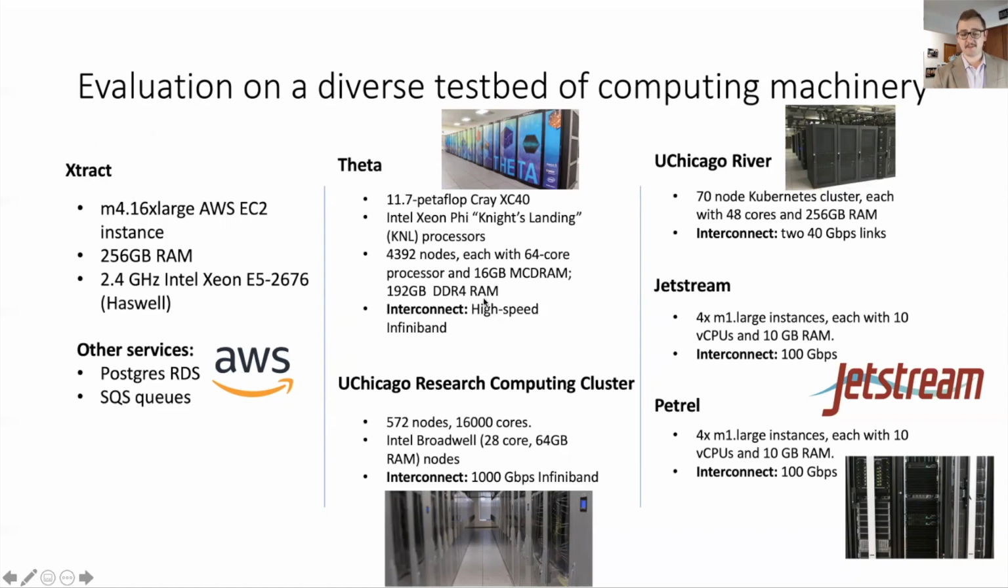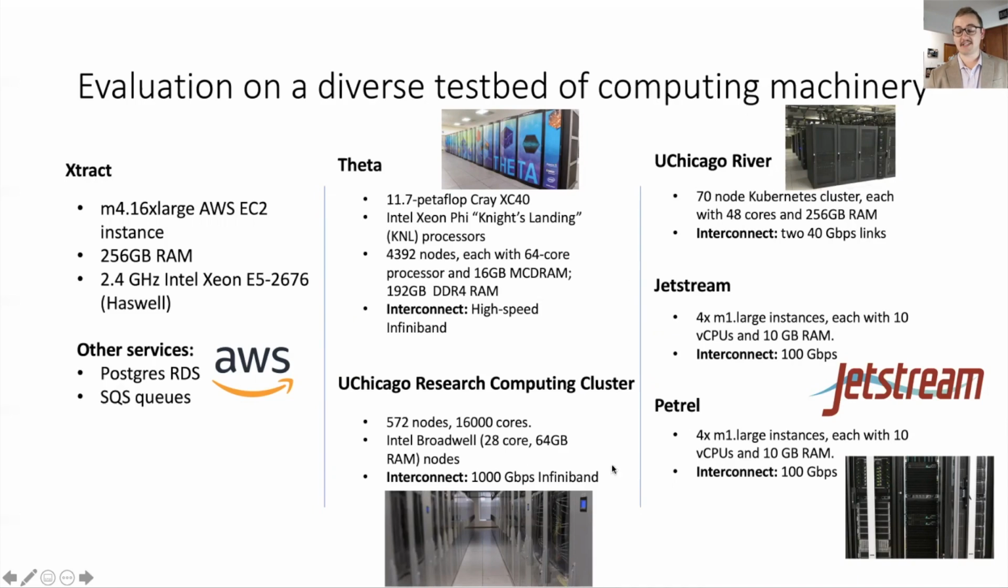But we use the Theta supercomputer at Argonne. It's big and fast. We use the UChicago Research Computing Cluster, which is big but not as big and pretty fast. We use UChicago River, which just shows that we can use Kubernetes. We have the Jetstream shared cloud instance that's basically free to use and has roughly unlimited allocation, so we used it for all sorts of stuff.